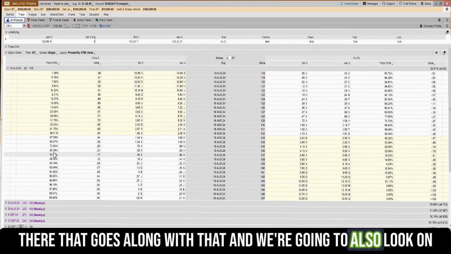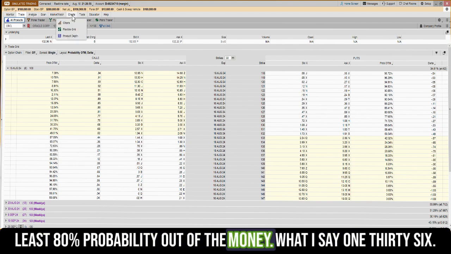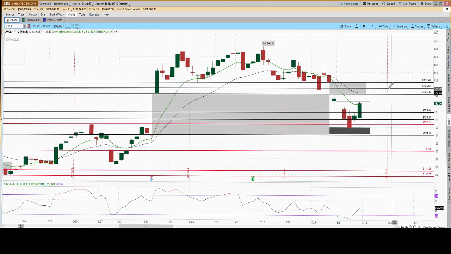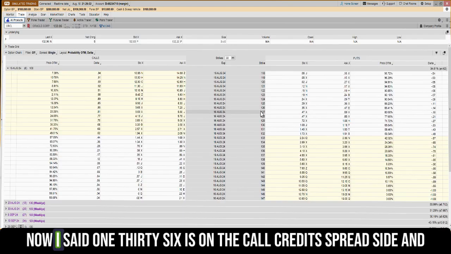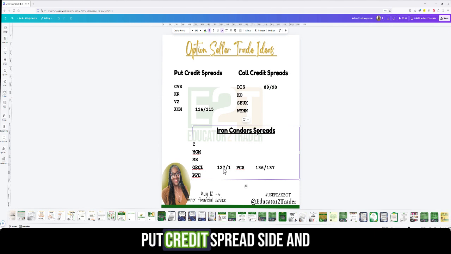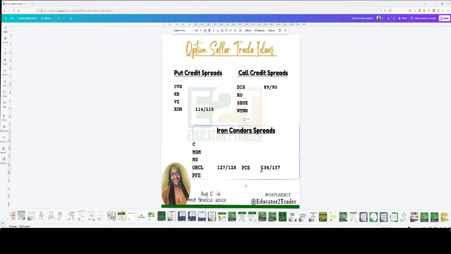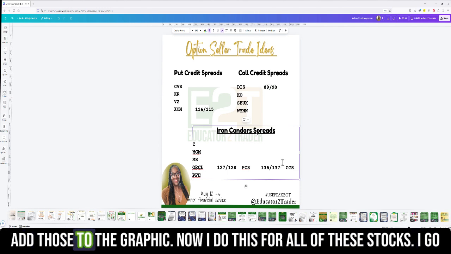And we're going to also look on the call credit spread side. We look for 136. It's at least an 80% probability out of the money. 136 puts us above two of these resistance places. So now, 136 is on the call credit spread side. Okay, so what I see is 127, 128 on the put credit spread side and 136, 137 on the call credit spread side. So I add those to the graphic.